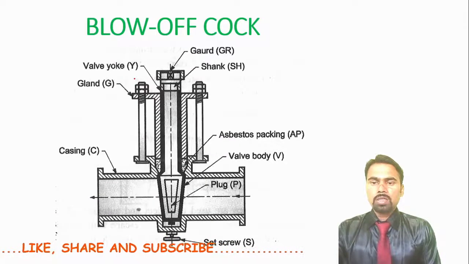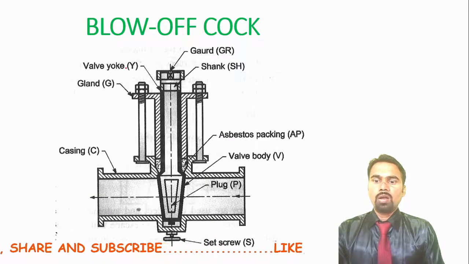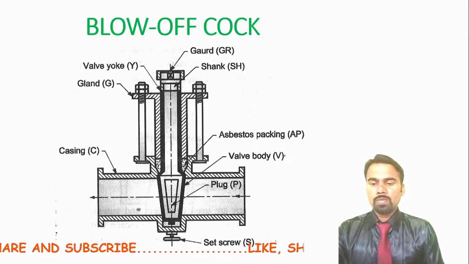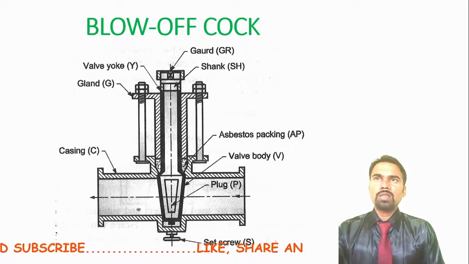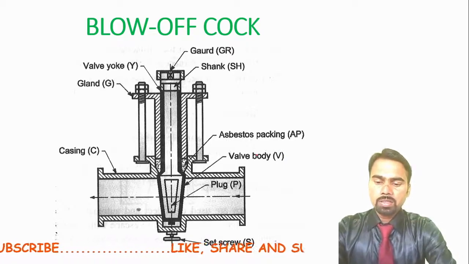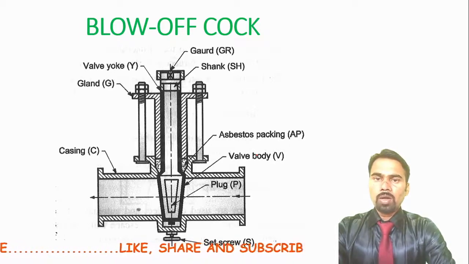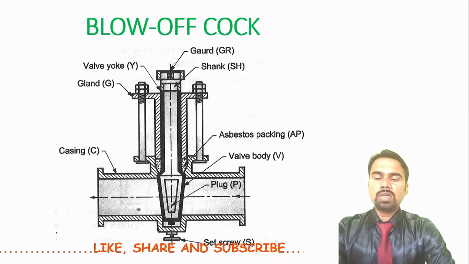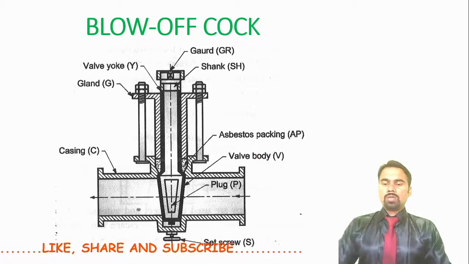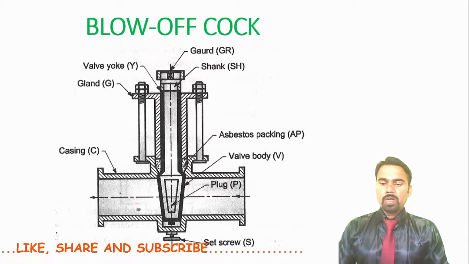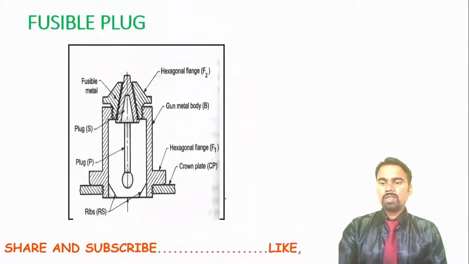Then the next component is the blow off cock or blow off cock valve. The function of the blow off cock valve is to remove the water from the boiler shell during maintenance. When we carry out the breakdown maintenance of the boiler shell, it is necessary to remove the water from the boiler shell, so it creates an opening for the water which is inside the boiler shell. So this is the function of the blow off cock valve.